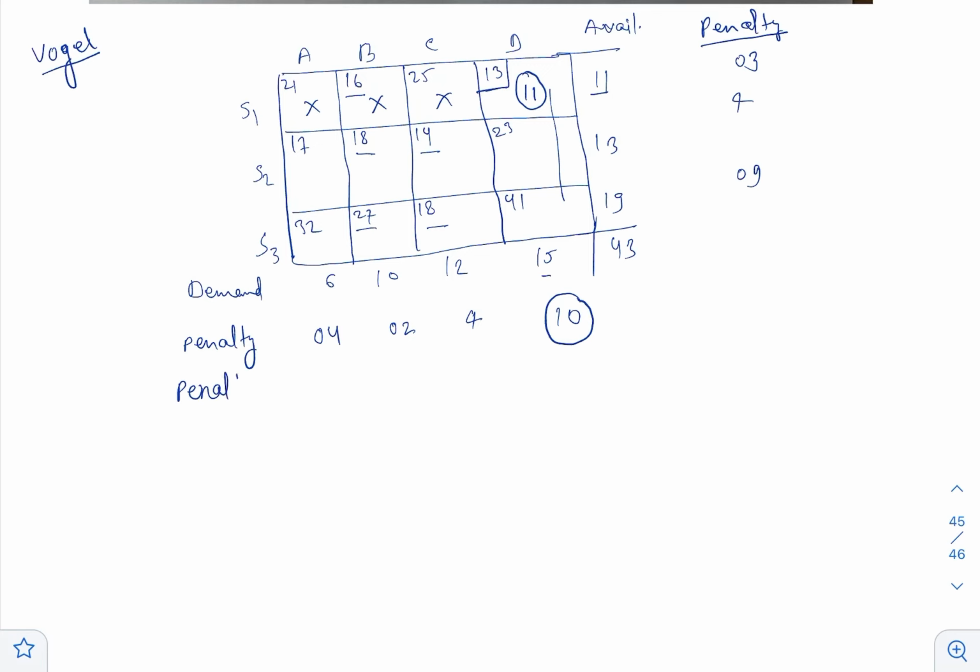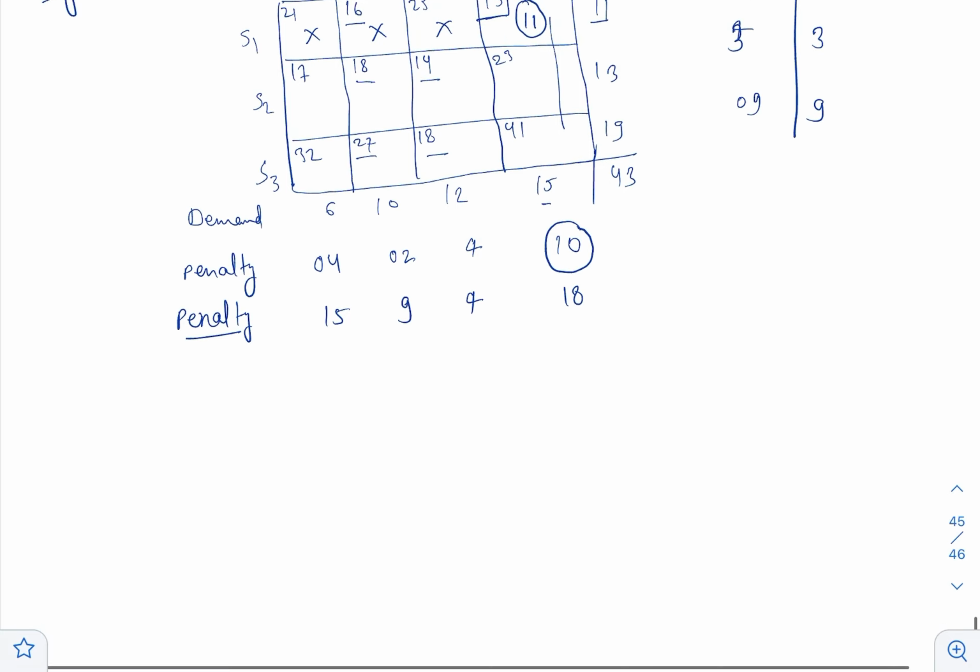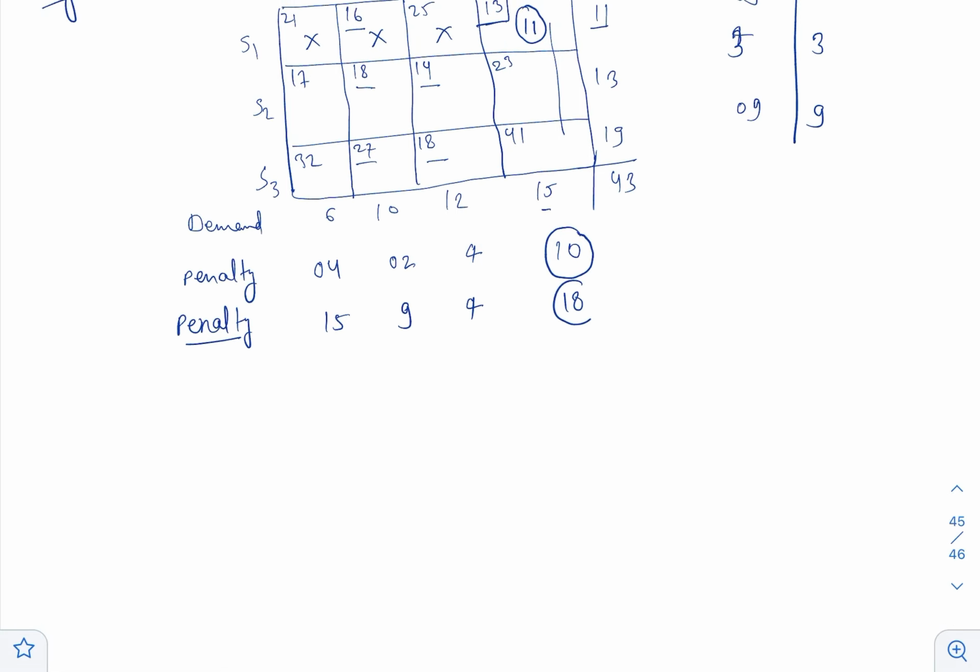So penalty for the columns: here penalty is 15. For the second column penalty is 9. For the third it is 4, and for the fourth it is 18. For the rows, for the second row penalty is 3. For the third row penalty is 9. Sorry, it was 3 for the first time also. So here the highest penalty is 18.